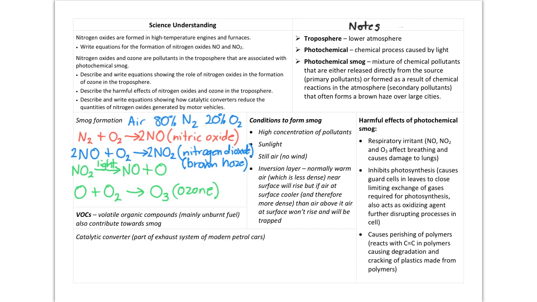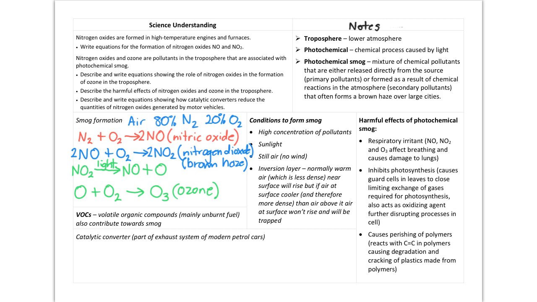Now, the other component of smog is what we call VOCs. VOC stands for volatile organic compounds, and they are mainly unburnt fuel that comes out of the exhaust pipe of a car. And these, as I said before, also contribute towards the smog problem. But the most important part is this process here that happens with the nitrogen oxides and the ozone.